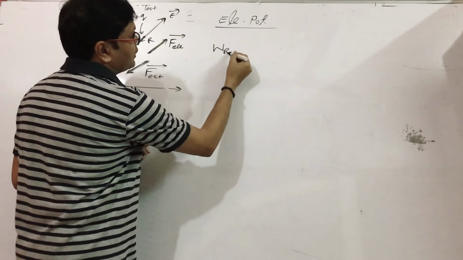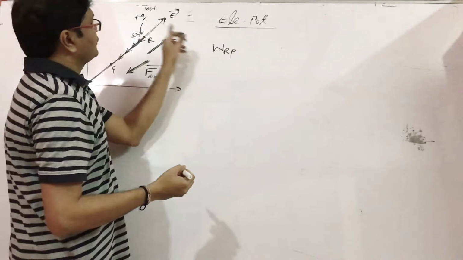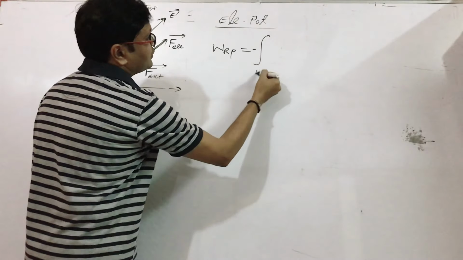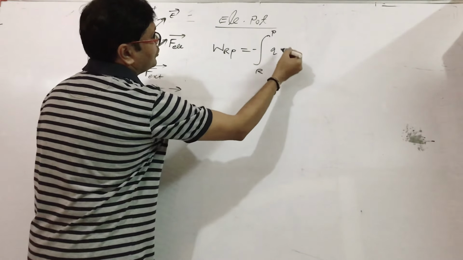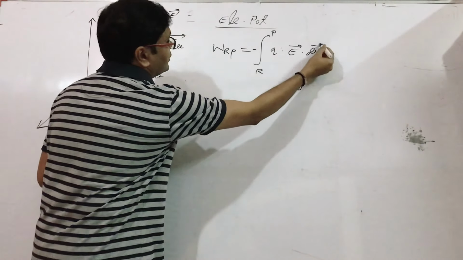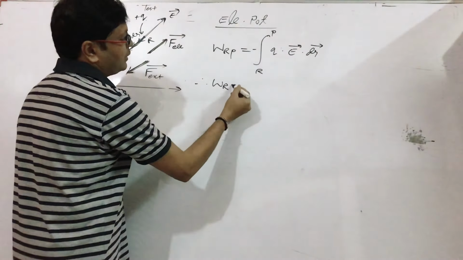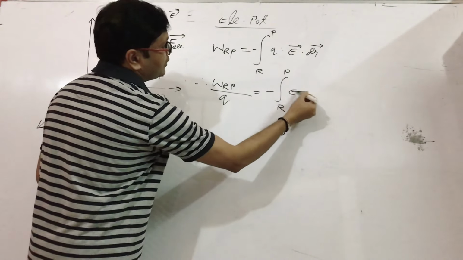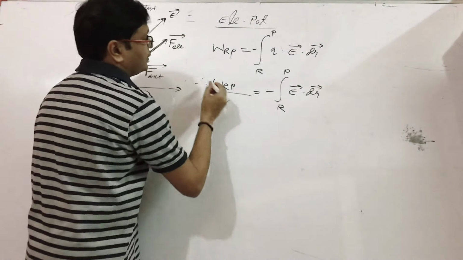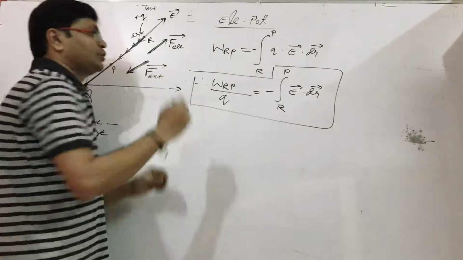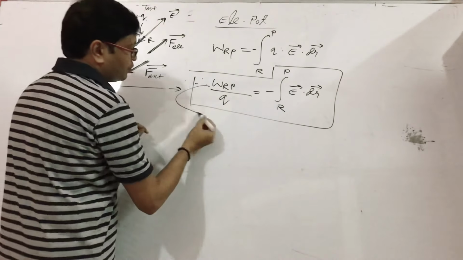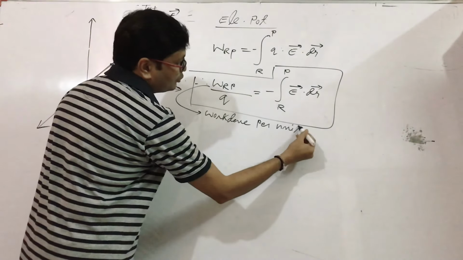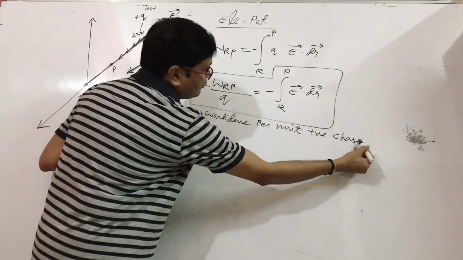Last time we derived the work done required in moving this test charge from R to P. It is integration, minus R to P, Q E dot dr. Just remember, so W_RP upon Q is equal to minus integral R to P E dot dr. You can see this is the most important formula we derived last time. What is the meaning of this? It is called simply work done per unit positive charge.